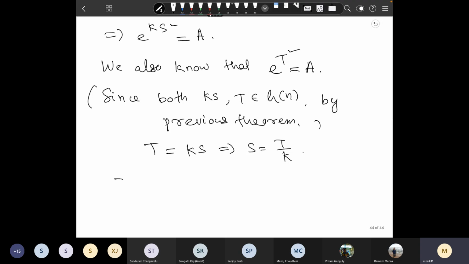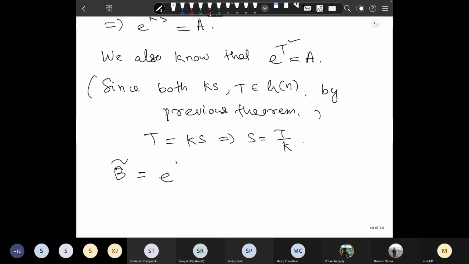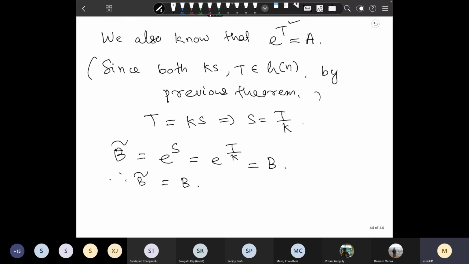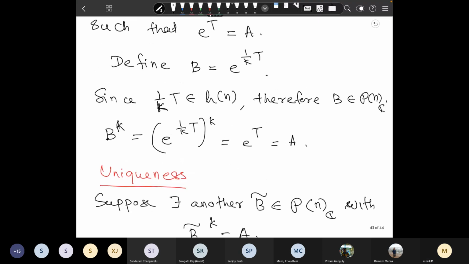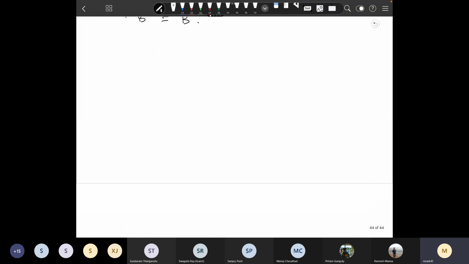So what is B tilde? B tilde is equal to e to the power S. So this is e to the power T by K, and I am getting B tilde is equal to B. Now further, you know that this exponential map from Hn to Pnc is a homeomorphism. Therefore, this T will depend continuously on A. Hence B will also depend continuously on A. Okay, so this is also clear.